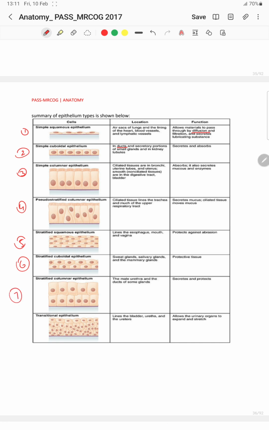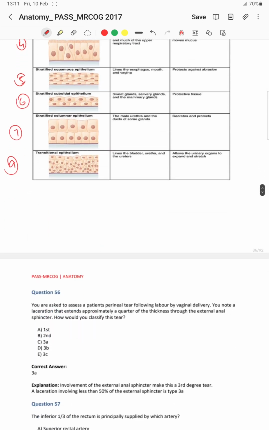Number seven is the stratified columnar epithelium. They are present in the male urethra and the ducts of some glands, and they secrete and protect. And number eight is the transitional epithelium. It is present in the bladder, urethra, and the ureters, and they allow the urinary organs to expand and stretch.